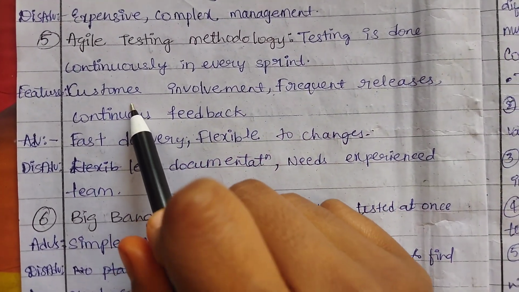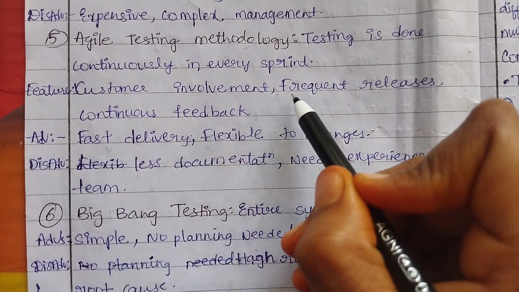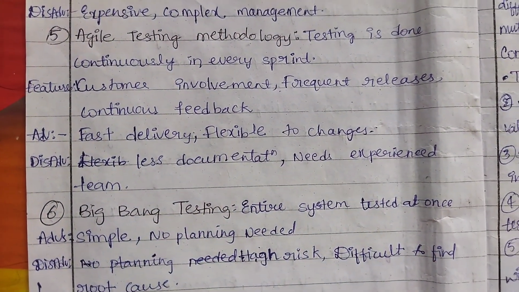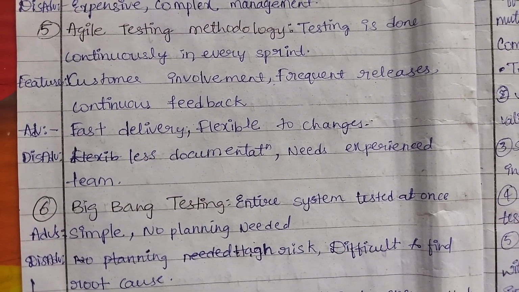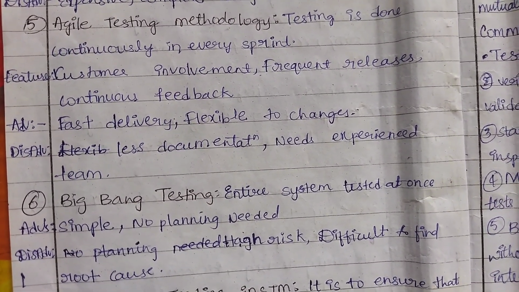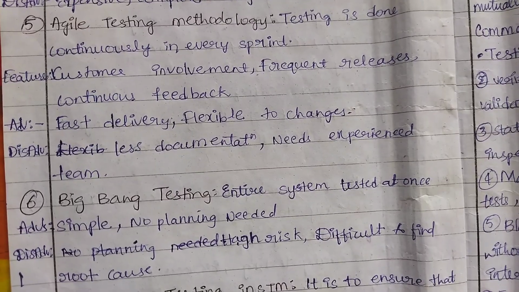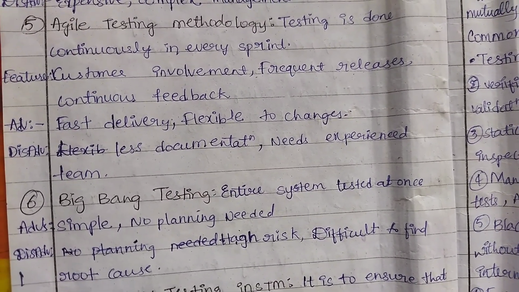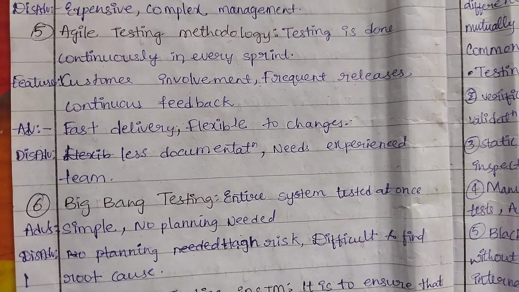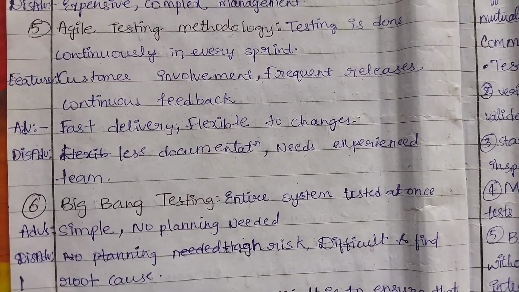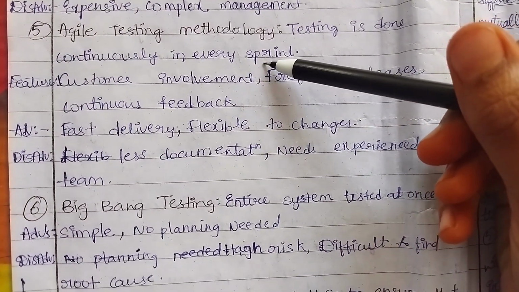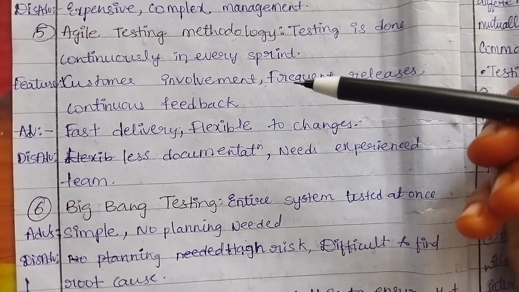We have some features like customer involvement, frequent releases, and continuous feedback. We will take continuous feedback on how the project is done, whether the customer is satisfied with the project or not, and whether the quality is reached or not, according to the customer requirements and customer satisfaction. We can make modifications by using this agile methodology. Most of the companies use this methodology for testing software.